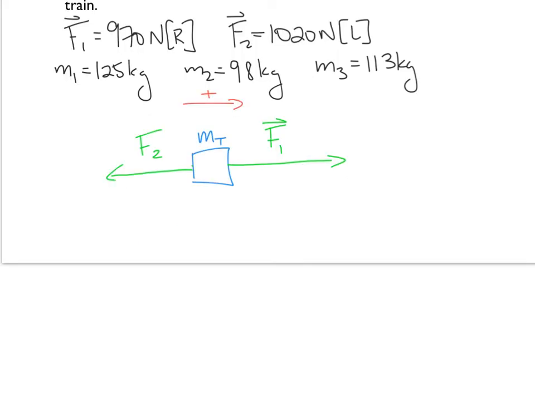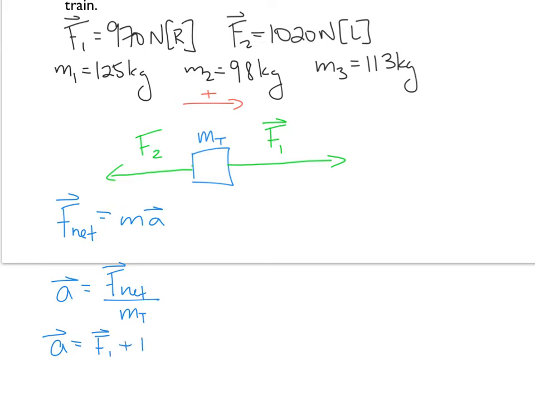So now we want to solve for acceleration. So let's start off with our equation. F is equal to ma. And since we want to solve for a, let's isolate a. So a is equal to your net force over your mass. And this would be your total mass. So your net force would be F1 plus F2.